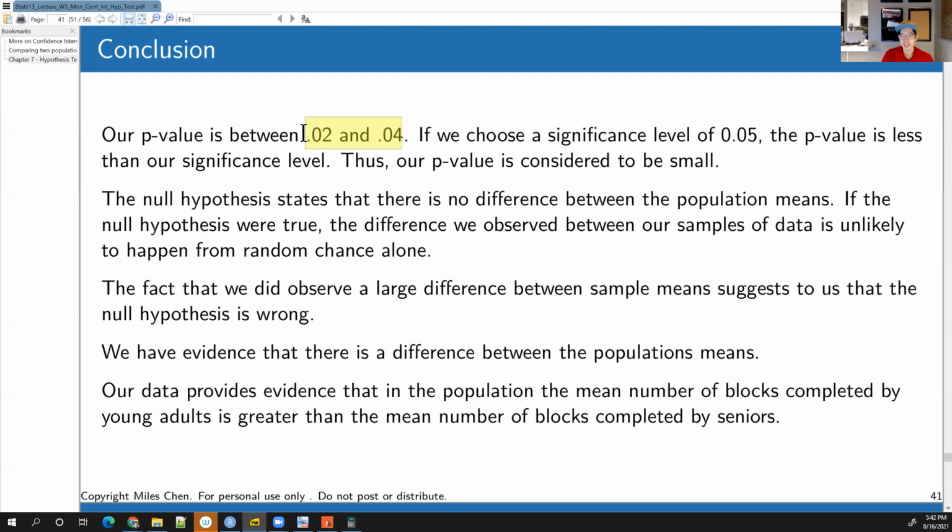I don't know what it is. It's something between 2 and 4%, maybe 3, maybe 3.5%. I don't know. But we know it has to be less than 5%. And so that means our p-value is less than alpha. It's considered to be small. All right. So the question was, how did we get the p-value from t?